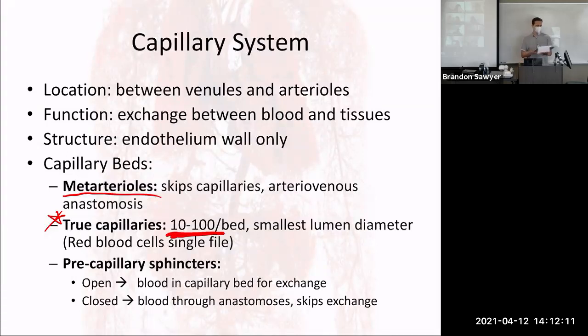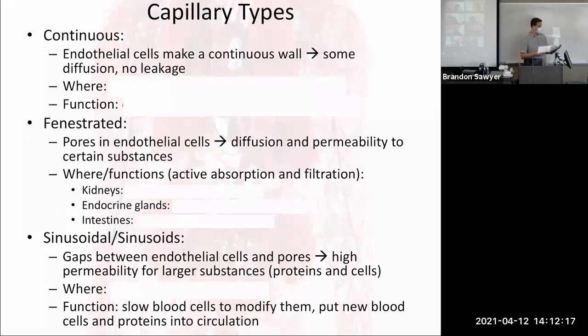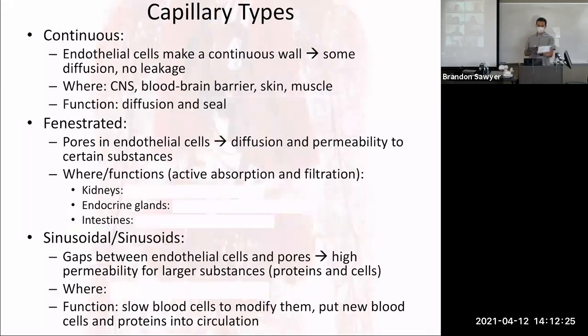Okay. All right. So then let's look at a couple of different types of capillaries. Okay. So the different types we've got here, they're really just three types: continuous, fenestrated, and sinusoidal capillaries. Okay. The continuous ones are found, there's a few locations given for each of these.